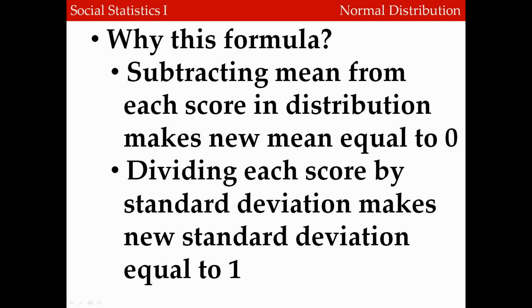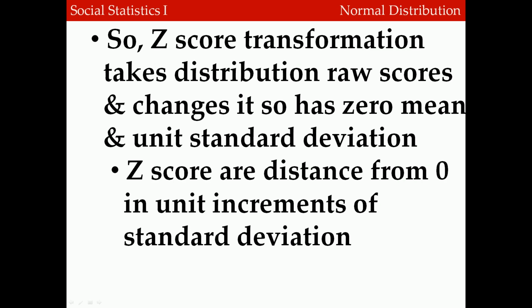So why use this formula? Well, recall when we were calculating the variance that when we took the mean and subtracted it from each score of a distribution, it summed to 0. Therefore, if we took those values and divided them by the total number of cases, we'd also get 0, implying that the new mean is equal to 0. It turns out that when we divide each score by the standard deviation, that makes the new standard deviation equal to 1. And so, the z-score transformation formula basically takes raw scores and changes them so they have a mean of 0 and a standard deviation of 1.